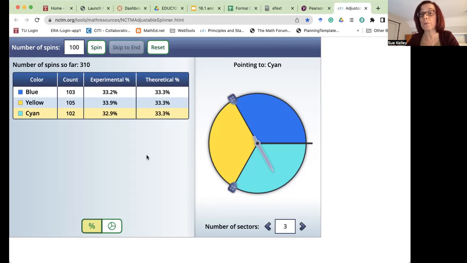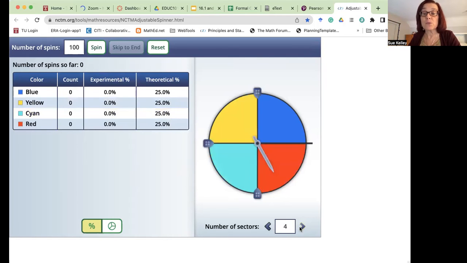The point of this video is to show that in order to get close to your theoretical probability, you need to have a lot of repetitions of your experiment. 1 or 2 experiments are not going to get you an accurate representation of the theoretical probability. But after you spin for a while, it'll get closer and closer to that theoretical.